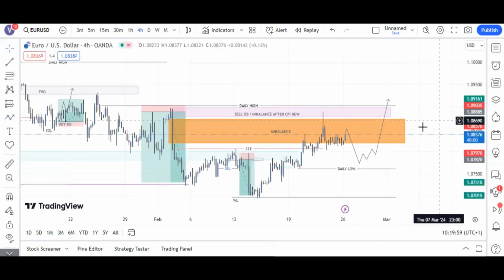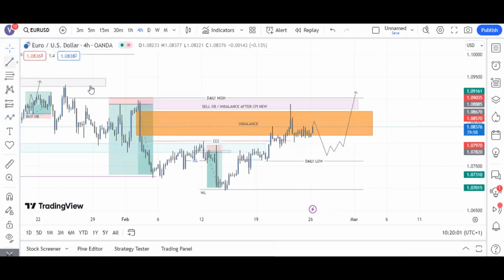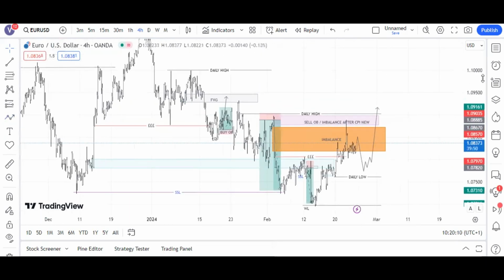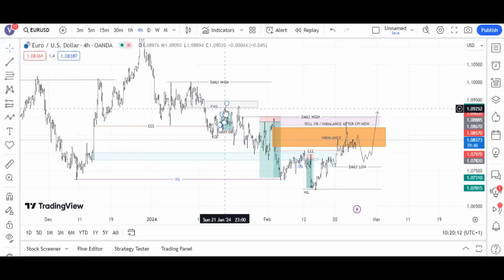So short term, we are bearish on EURUSD, long term bullish. Now, another thing I want to spot out, let me take out this guy because this was a forecast I did. I was expecting price to come into this region. Obviously, it touched into the fair value gap, but let me take it out.